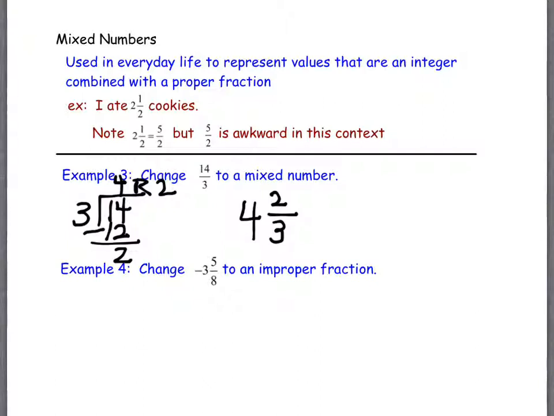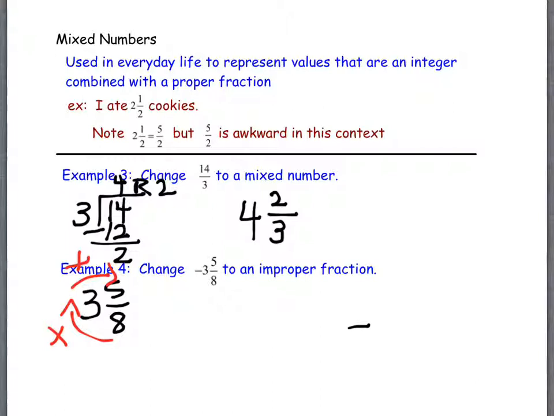First of all, can I just ignore the negative? I can. It's just going to be part of my answer. It doesn't involve the process of changing anything. So the number I'm really working with is 3 5/8. How do I change that into an improper fraction?